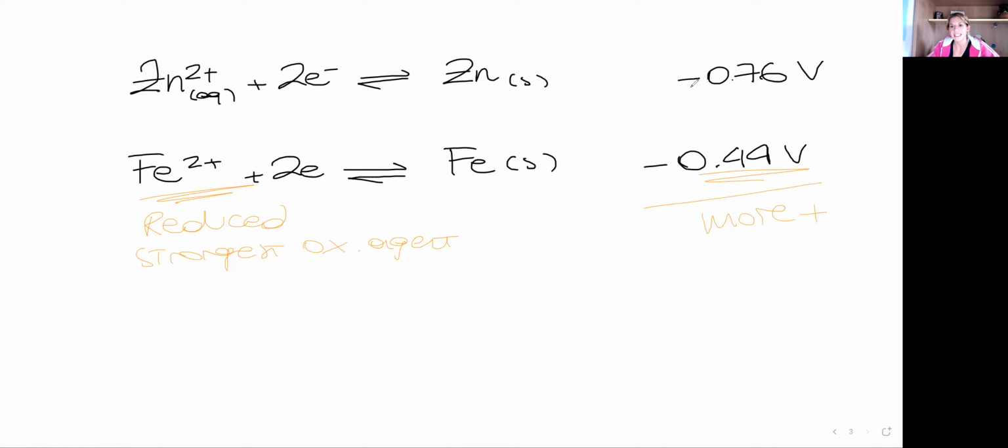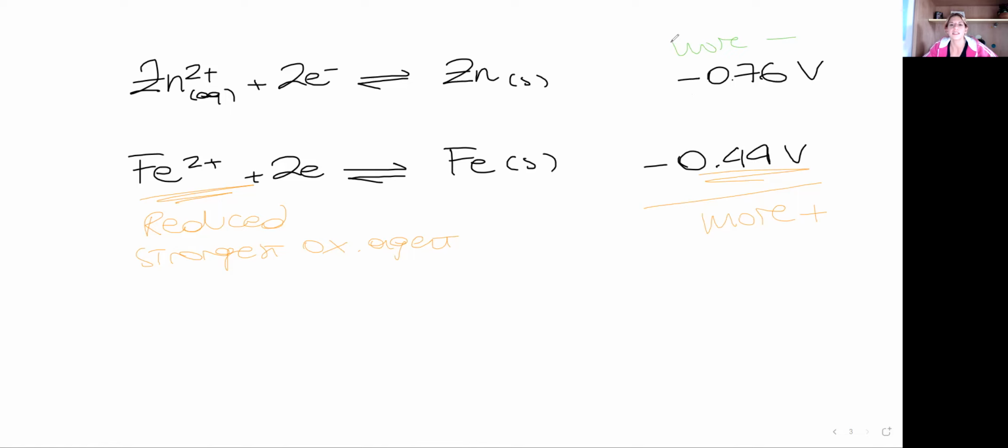More negative means, you can think of it in your own way: the electrons flow to it, or the strongest reducing or oxidizing agent, whatever makes sense to you. For me, I need to go very slowly in the explanation. It's more negative. What does that mean? It means that the electrons will flow away.